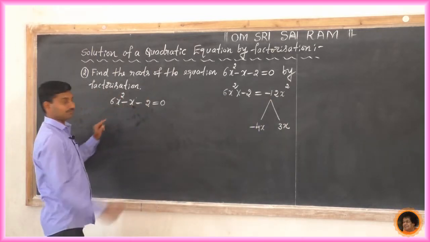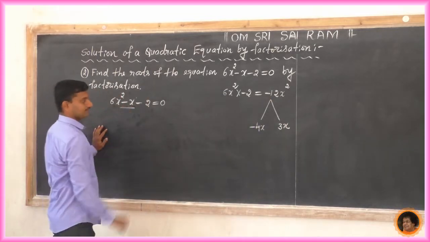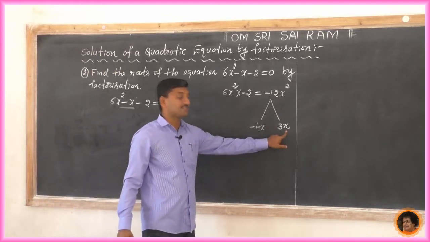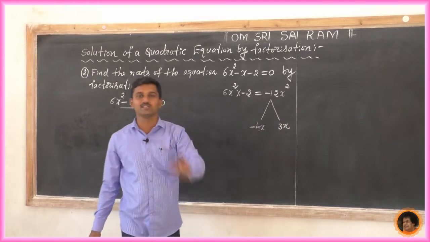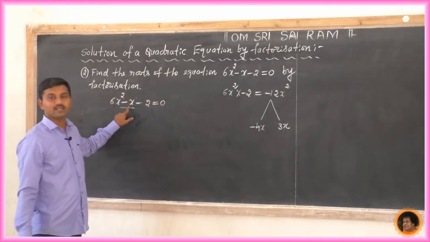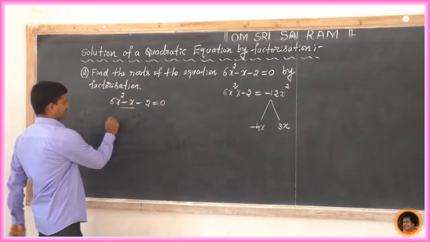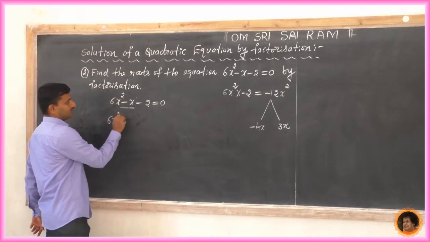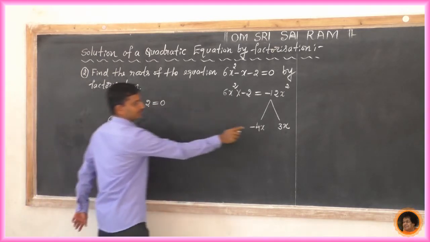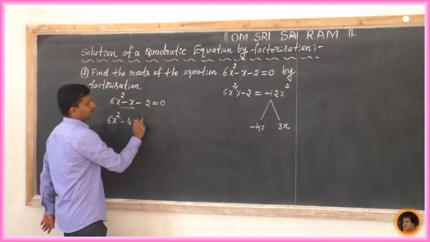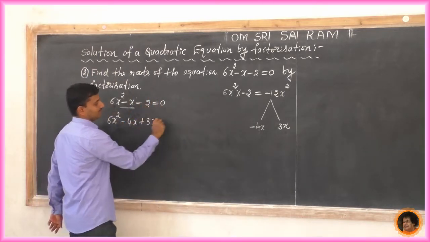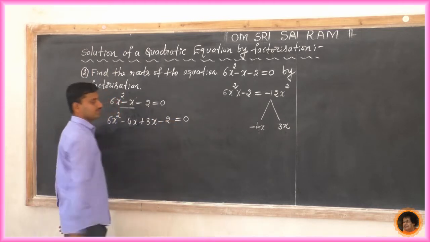And what about the sum? The sum is −x. −4x plus 3x, their sum is −1x. So here the sum is −1x. Next, continue. In 6x², instead of −x, substitute −4x + 3x. So 6x² − 4x + 3x, and the last term is −2 = 0.